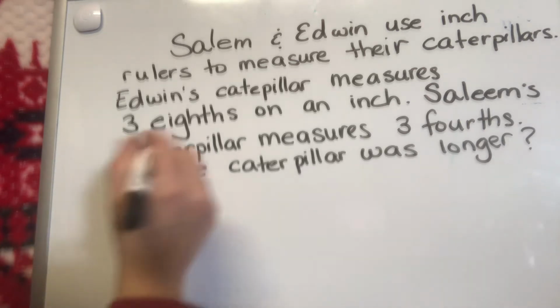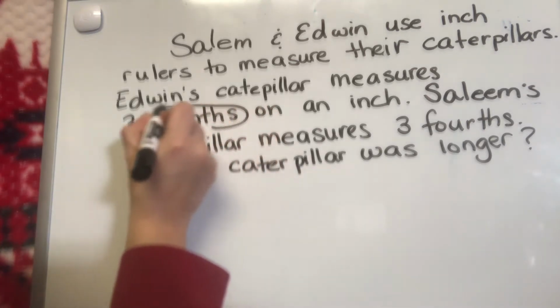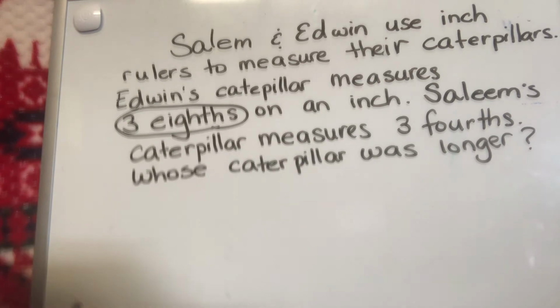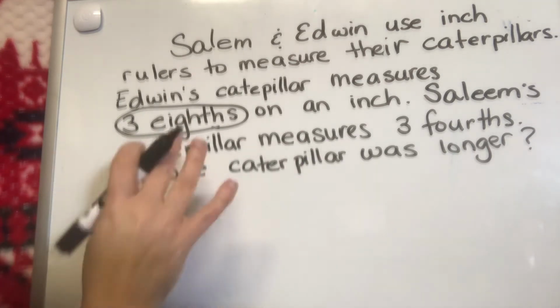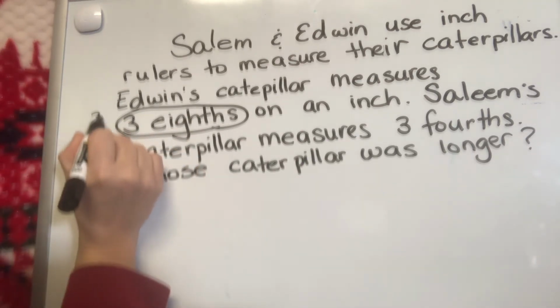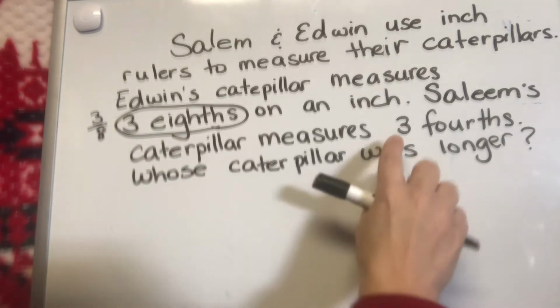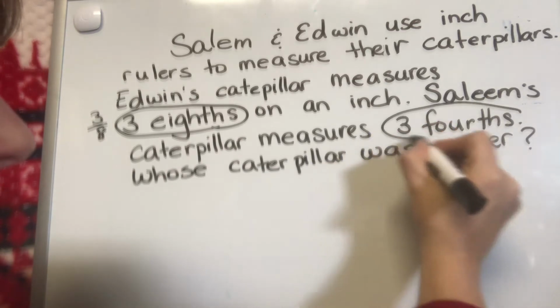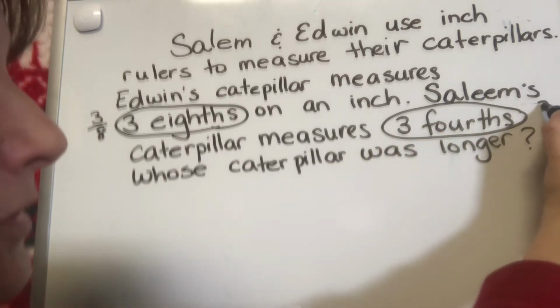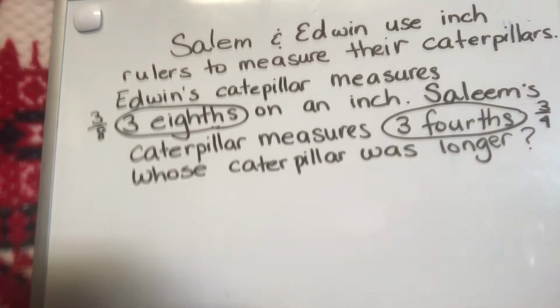So here's my fraction, 3/8. It doesn't look like we normally write it, right? It's a little bit in words, so I might write over here, 3/8. And then over here is my other fraction, 3/4. So I just want to write 3/4 over here, okay? All right, so there's a couple ways that we can decide, right?